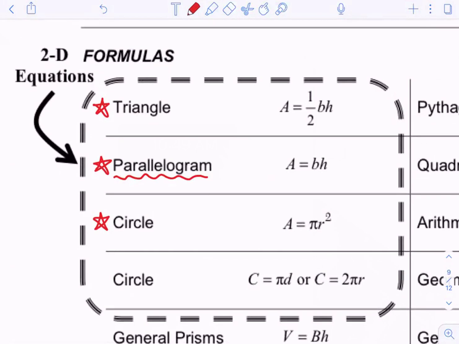Now notice one shape that's not on here that we've discussed is a trapezoid. Now a trapezoid is not given to you. You need to know it, but I have a trick for you. Trapezoid and triangle both start with the letter T. So the trapezoid really has the same formula as a triangle, but there's only one trick about it.